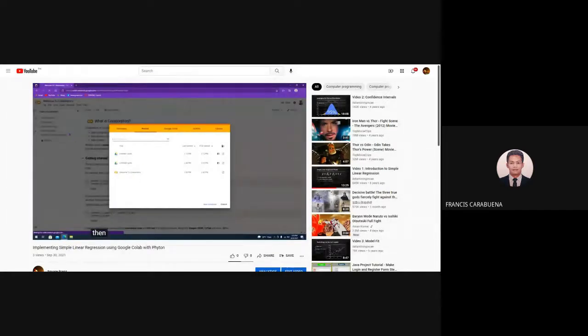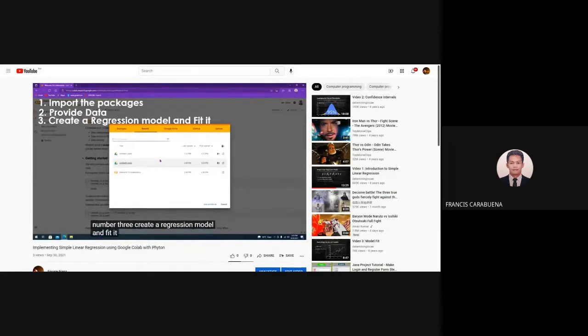Then I have here my work. So actually there are 5 basic steps when you're implementing linear regression. The first one is to import the packages and classes you need. Number 2 is to provide data to work with and eventually do appropriate transformations. Number 3, create a regression model and fit it with existing data. Number 4, check the results of model fitting to know whether the model is satisfactory. And number 5, apply the model for predictions.